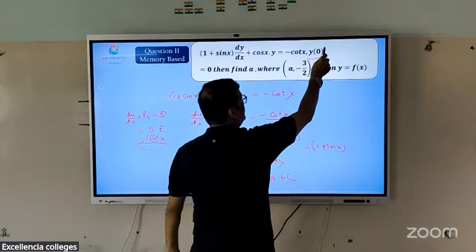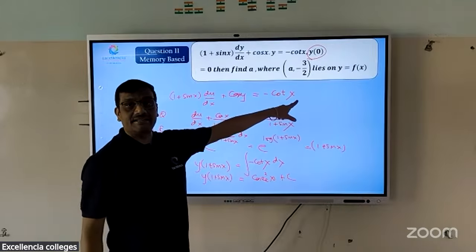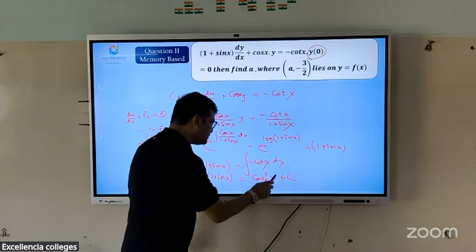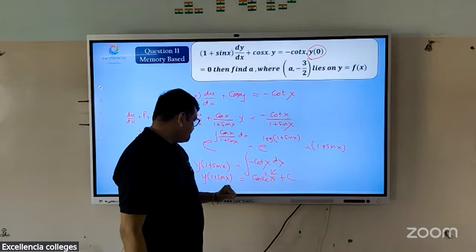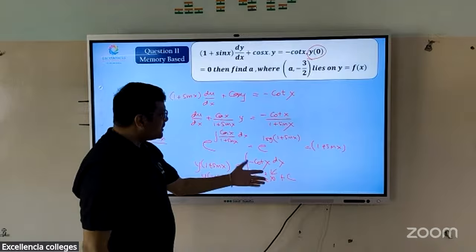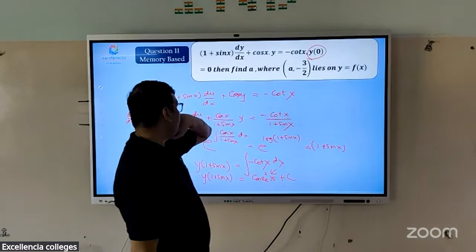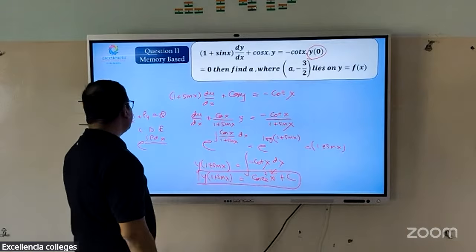0 is not defined here, so minus cosecant. That's the reason to bother slightly whether it is there or not. If it is there, then take its sign and bother. Right? So this is how the solution can be done.